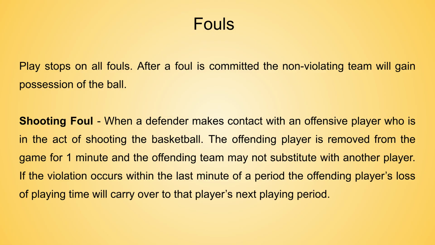Shooting foul. When a defender makes contact with an offensive player who is in the act of shooting the basketball, the offending player is removed from the game for 1 minute, and the offending team may not substitute with another player. If the violation occurs within the last minute of a period, the offending player's loss of playing time will carry over to that player's next playing period.